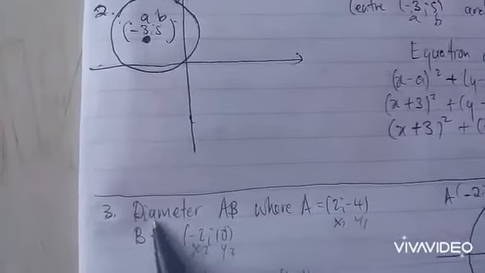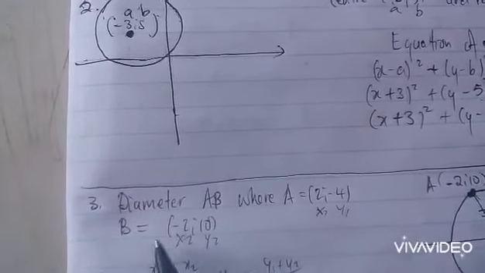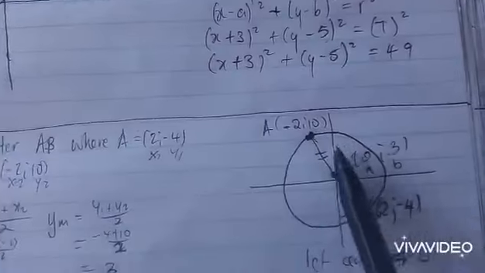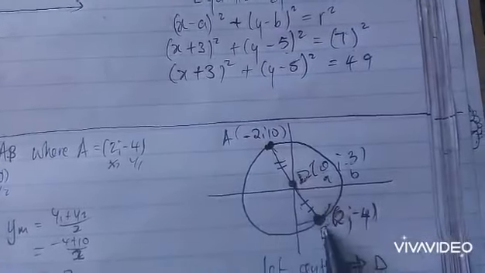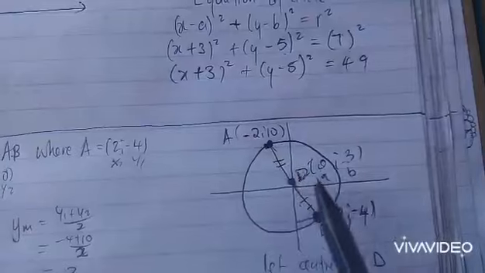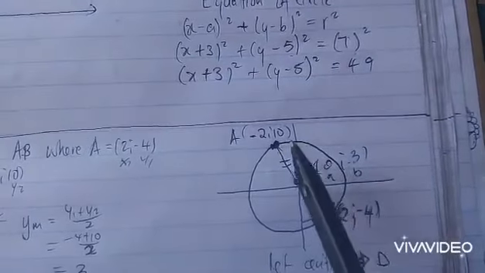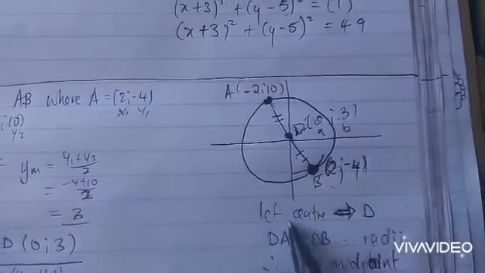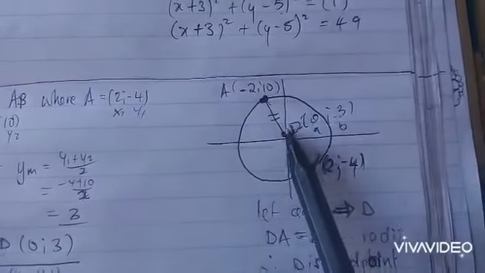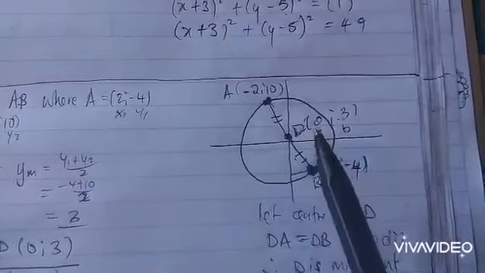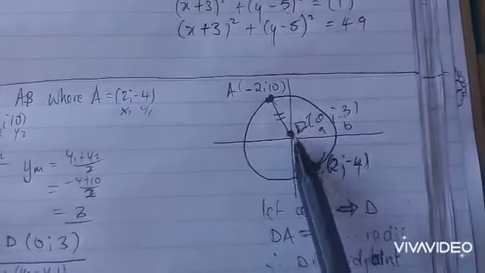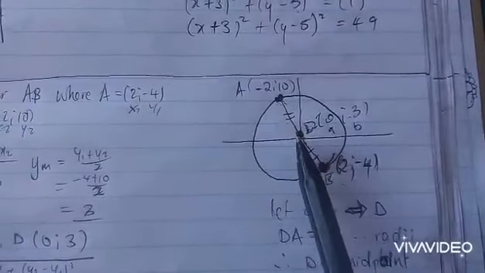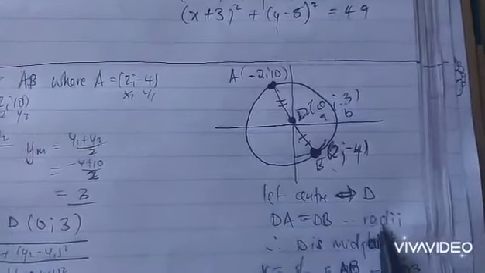Okay, then this one for diameter. Diameter AB, where A is this and B is this. I've called these x1, y1, x2, y2, because if I'm going to draw this, that's A, that's B. It's going to look something like this, not really like this. Then that's A, that's B. So if I let the center be D, obviously the center will be somewhere in the middle here. It means that I've created a center of the circle, which means distance DA is equal to DB, because these are radii.